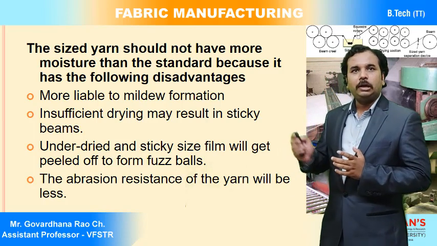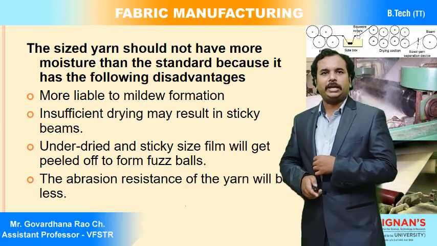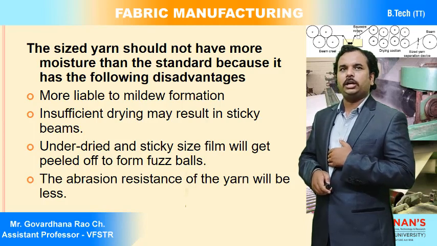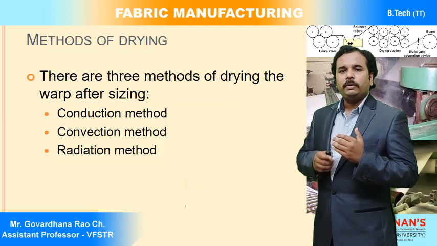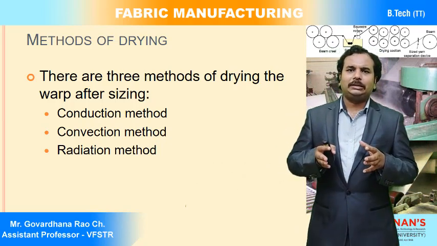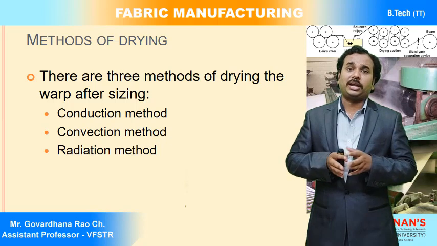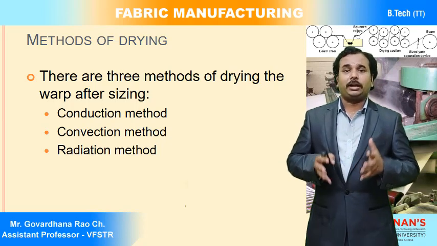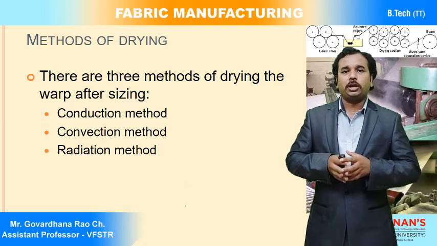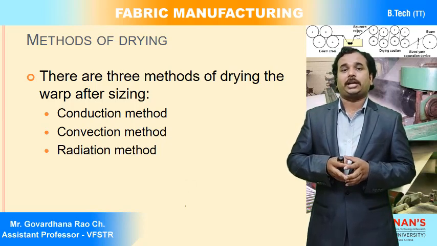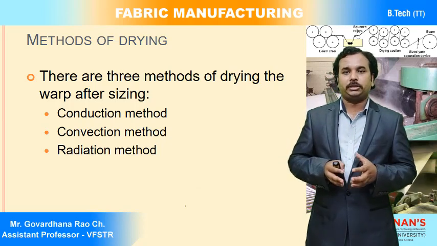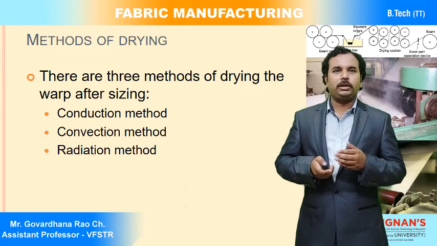Okay, so these are the drawbacks which are there if we have an excess amount of moisture content in the yarn. So we'll discuss here exactly what the methods of drying are. Generally there are three different methods of drying. One is called the conduction method, the second is called the convection method, and the third is called the radiation method. Okay, so we will see one after the other.